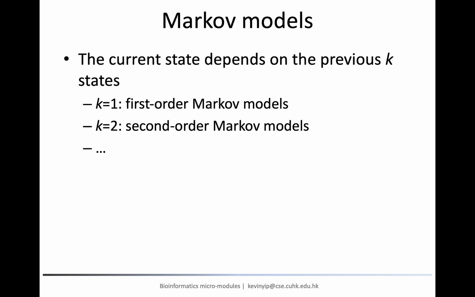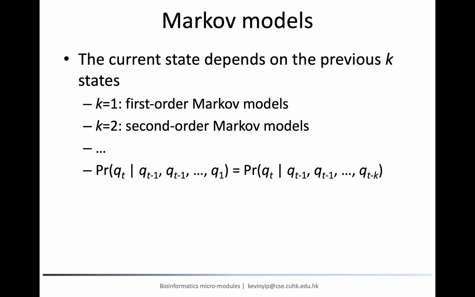So what do we exactly mean when we say the current state depends on the previous k states? We mean that the probability of the state at position t, which we denote as q_t, given all previous states, is equal to the probability of it given only the previous k states. In other words, given the previous k states, the current state is independent of all the other previous states.